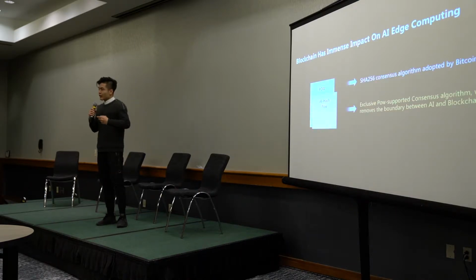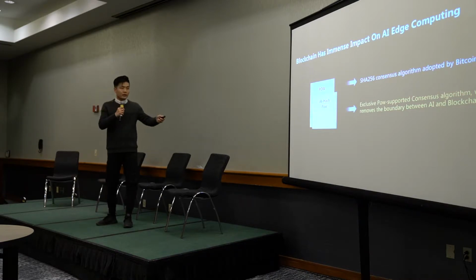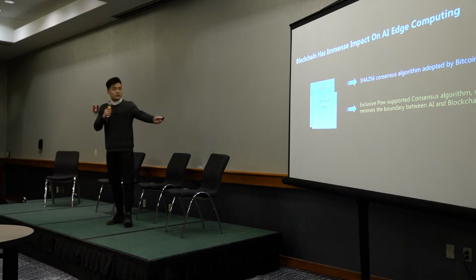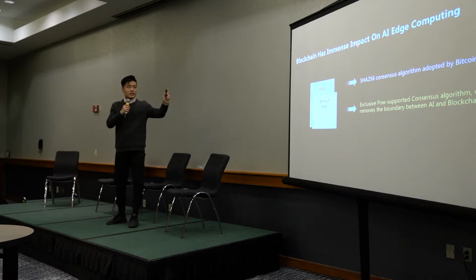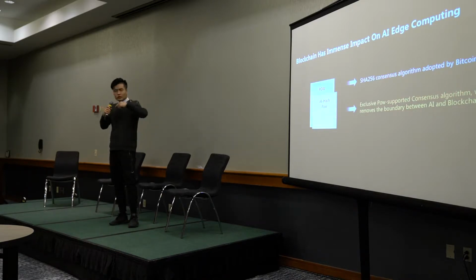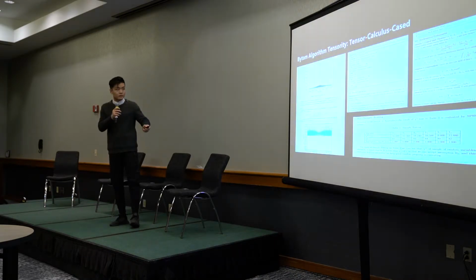Why do we think about one camera, one vote? You can see that in the previous time, we always thought about miners. But what if we combine the AI hashing together with the POW? We can find that the blockchain has immense impact on AI age computing. We tried our best, and we found there should be an exclusive POW support consensus algorithm which removes the boundary between blockchain and AI. This may sound a little confusing, so let's see how it works.